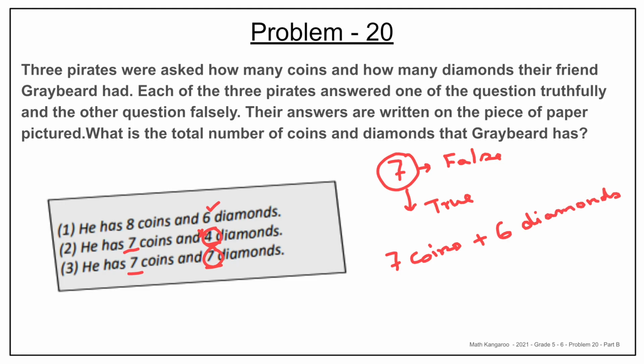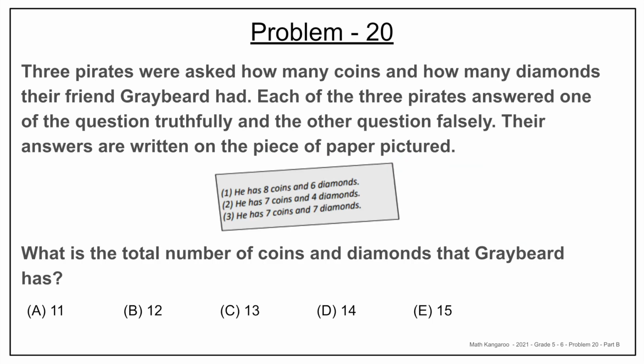Now the question says, what is the total number of coins and diamonds that Greybird has? 7 plus 6 gives us 13. So our answer is option C, 13. So this is our answer.